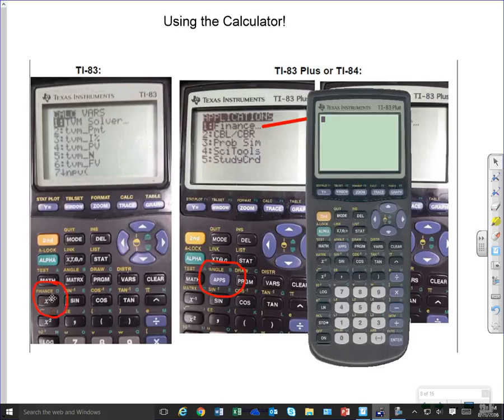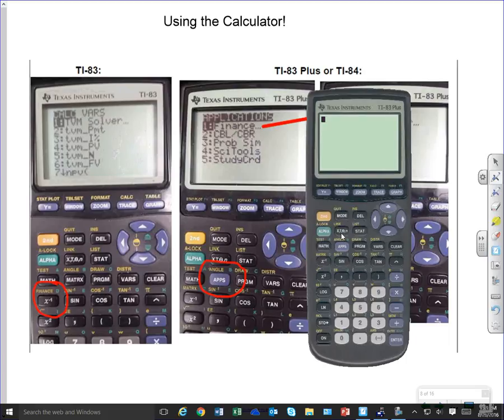It might say Finance. I have two different calculators, and one is like this, where the finance is up there. So you would push second and then the x to the -1, which is the finance, and you should get this screen.